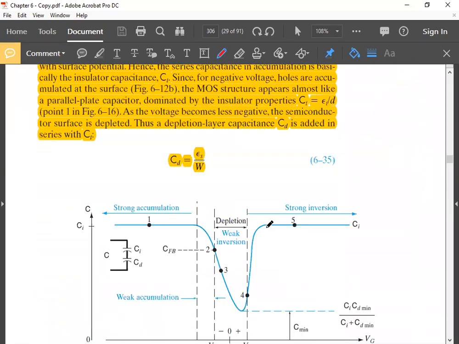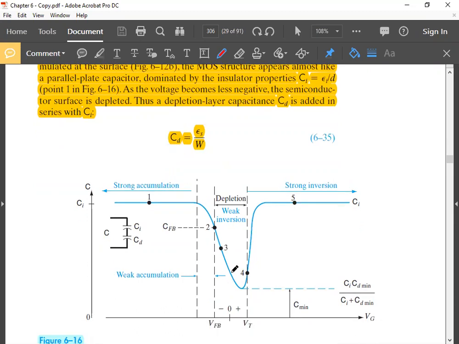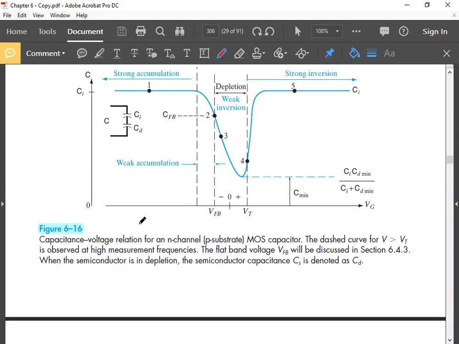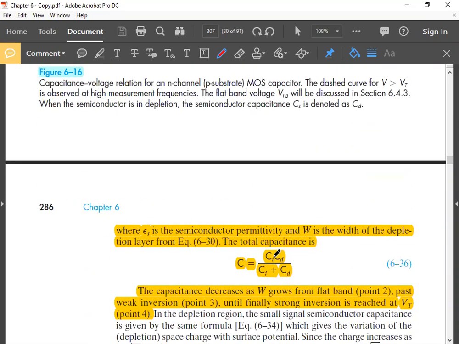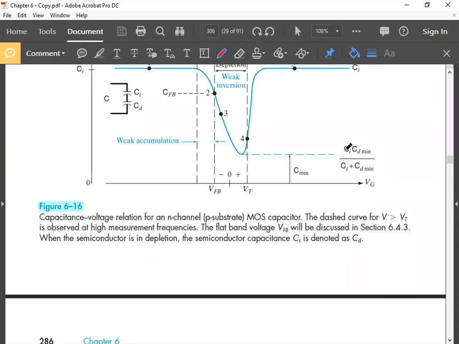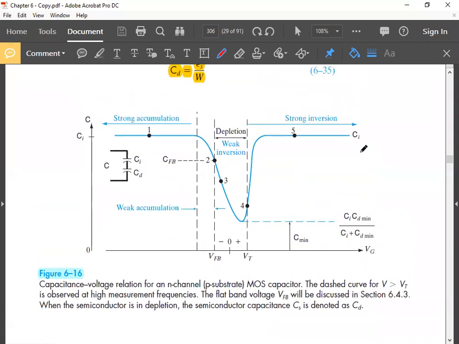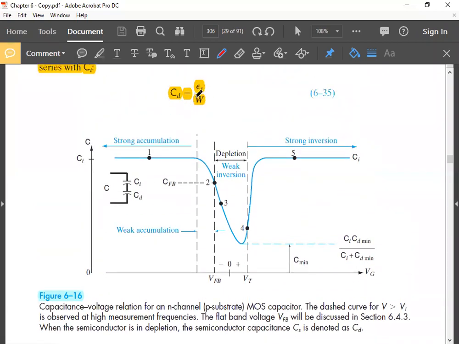So the depletion layer width is maximum, so the value of CD is minimum, and the equivalent capacitance is also minimum, because CD is in series with CI. The equivalent capacitance is CI CD by CI plus CD. This minimum point corresponds to CI CD min by CI plus CD min, where CD min is the capacitance corresponding to WM, epsilon S by WM.